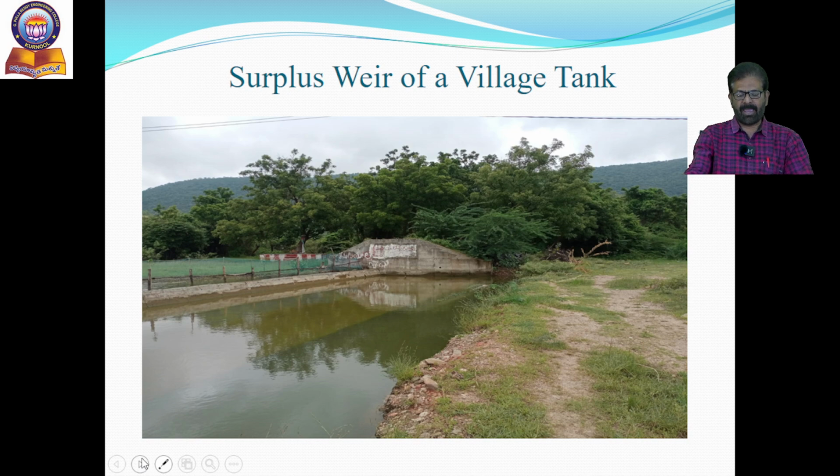This is an actual surplus weir existing in the field, in one of the village tanks. In this picture, we can clearly observe the weir wall, the longitudinal view of the weir wall. Subsequently, at both ends of the weir wall, we have the abutments, wing walls and returns, etc. This is a natural picture taken from a village tank located in Prakasam district.